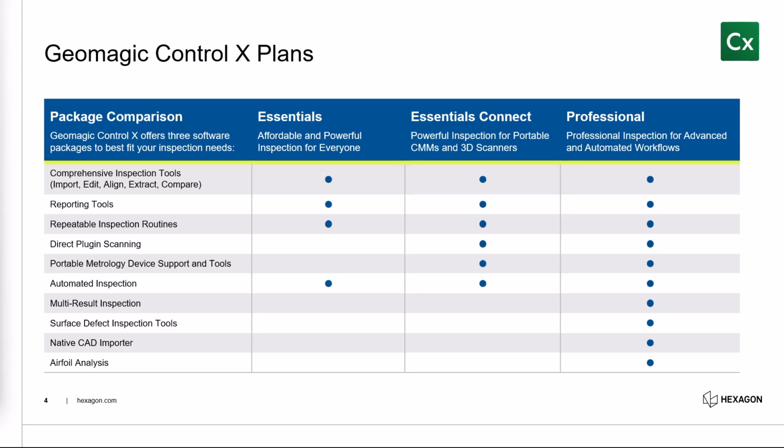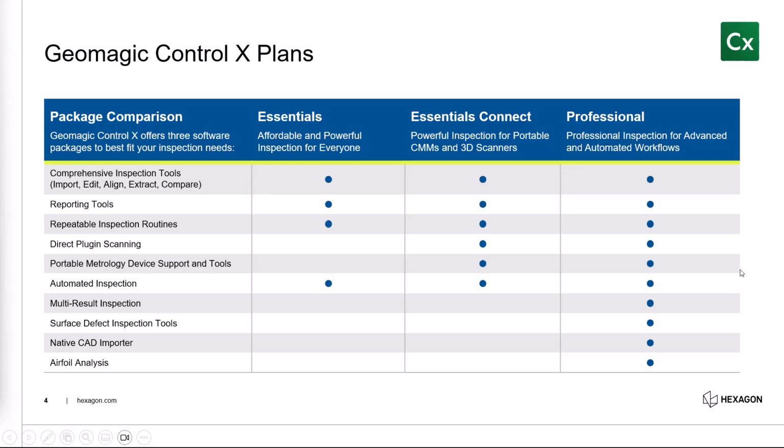Finally, ControlX Professional. This is the Ferrari of our portfolio in terms of inspection. It has everything I've mentioned in Essentials and Essentials Connect, and on top of that, you have the ability to do multiple result inspections, do some more advanced comparisons like the airfoil analysis that I've already covered in a previous episode, as well as surface defect inspection and a few other tools not listed.